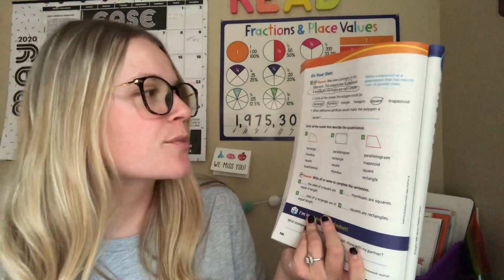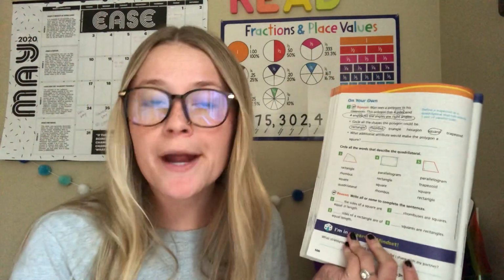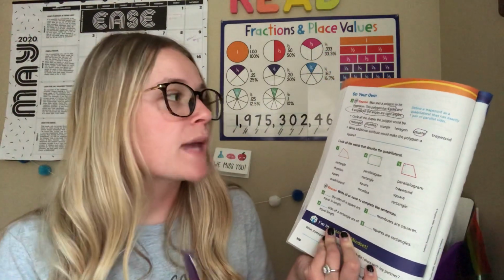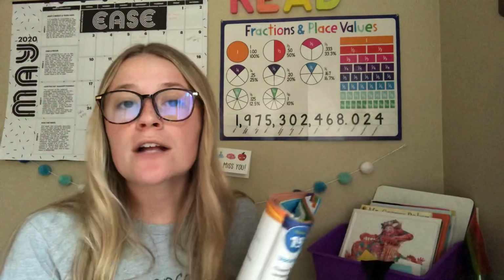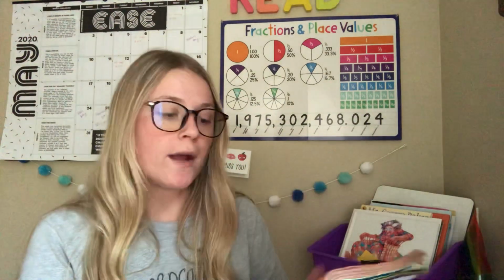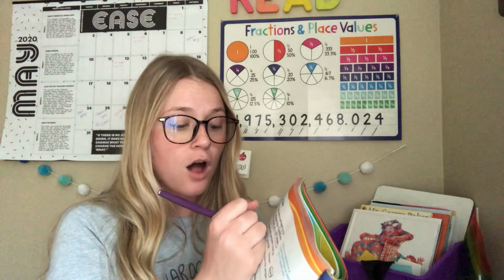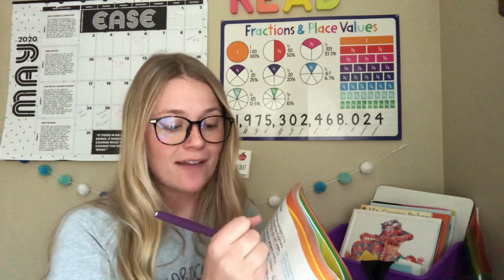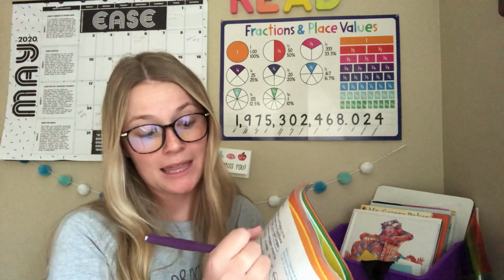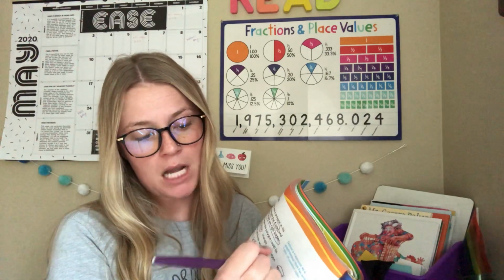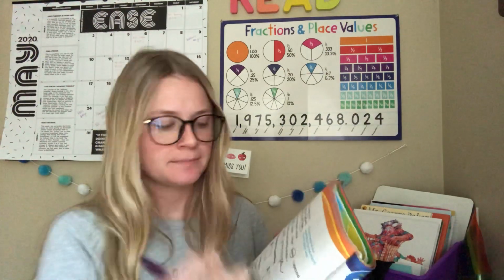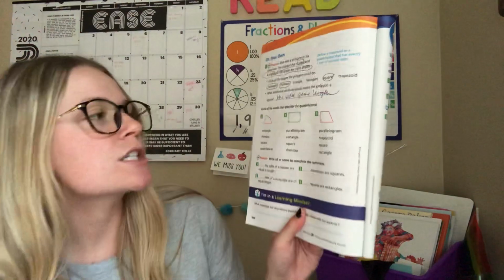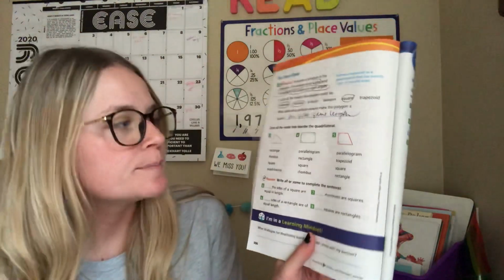What additional attribute would make the polygon a square? So we have 4 sides, we have 4 angles, all the angles are right angles. What else would make it a square? Well, all the sides have to be the same length. Same length.